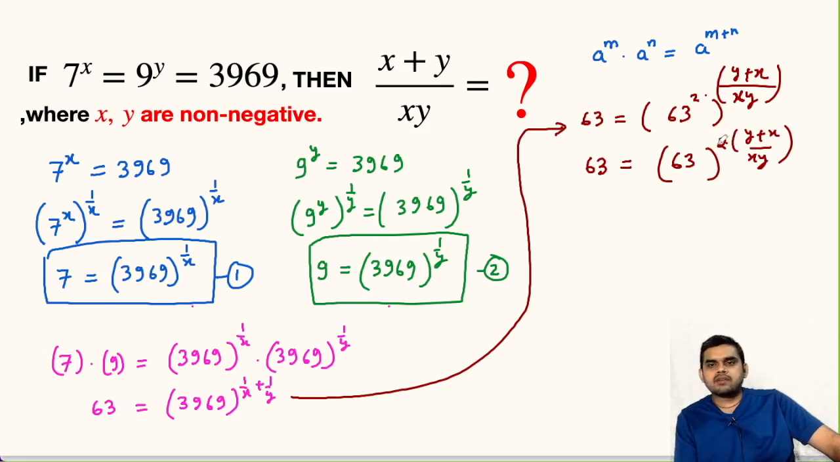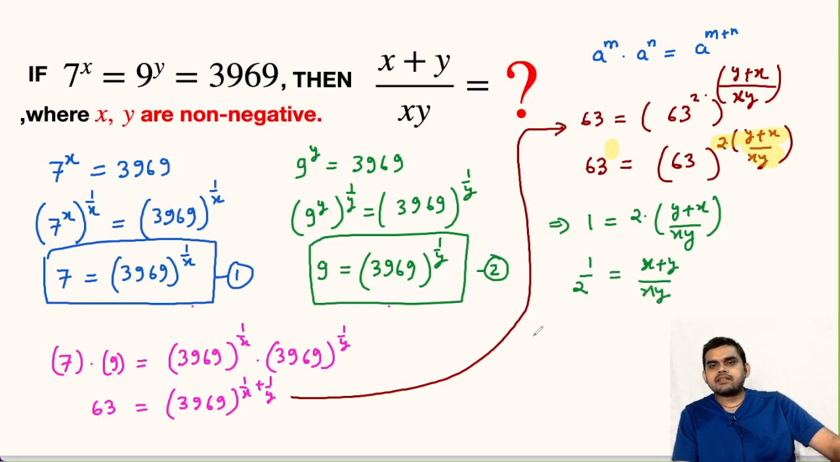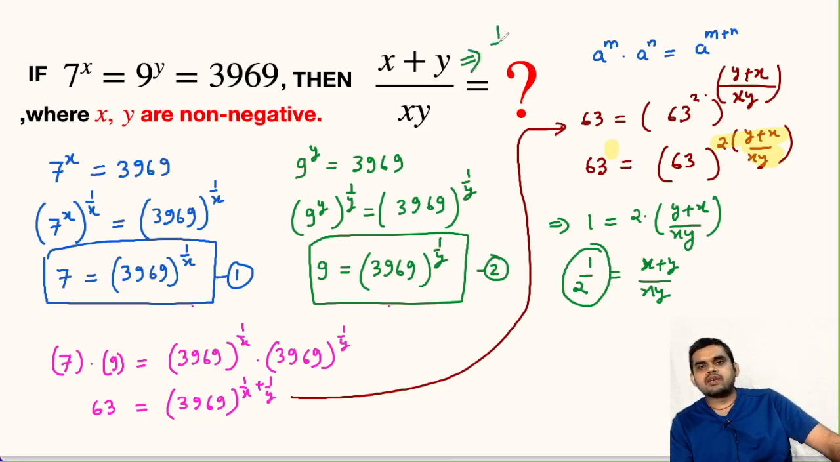Now let us compare the powers of 63 on both sides. So here it is 1 on the left hand side, on the right hand side it is twice (y plus x) upon xy. So from here we can write 1 is equal to twice (y plus x) upon xy. Let us divide both sides by 2. So this will give us 1 by 2 equals, in place of y plus x, let us write x plus y, divided by xy. And we were asked the value of (x plus y) divided by xy, which is 1 upon 2. So this value will be equal to 1 upon 2.